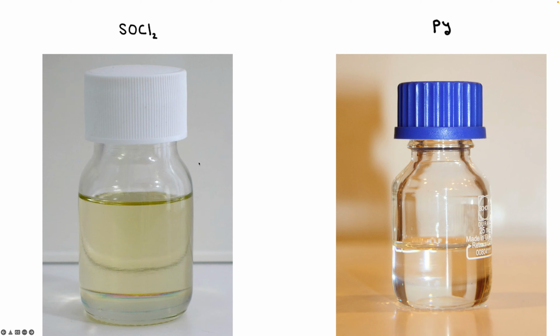Thionyl chloride is a clear liquid. It can sometimes have a slightly yellow tinge, as you see on the left here. Pyridine is a clear liquid, as you can see on the right.